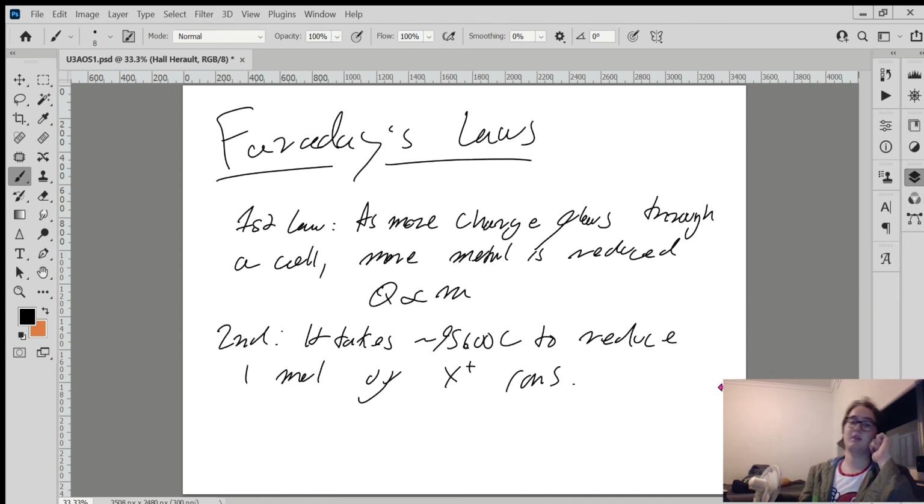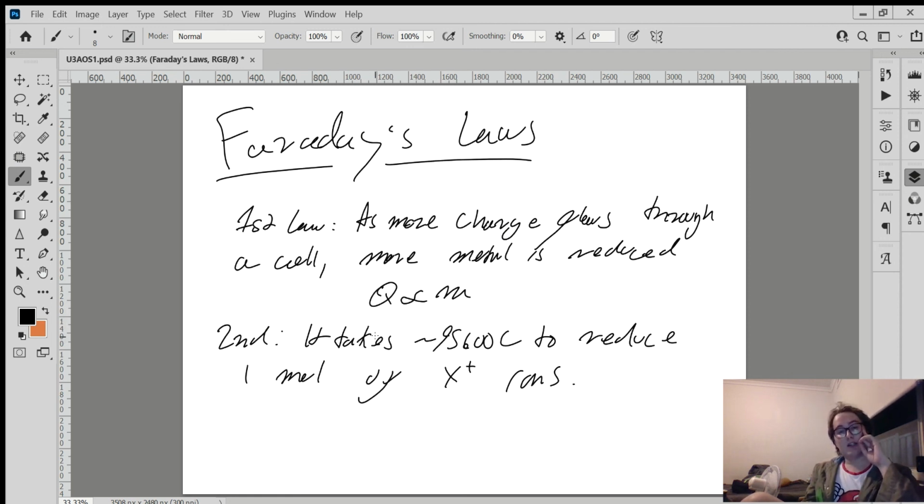Okay, now onto the nice stuff. Faraday's laws. Faraday's first law states, as more charge flows through a cell, more metal is reduced, which essentially says Q is directly proportionate to mass, where Q is of course charge.